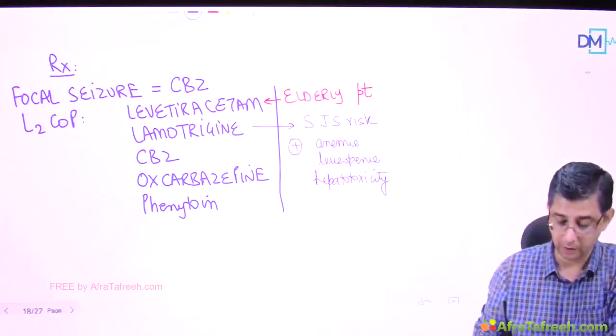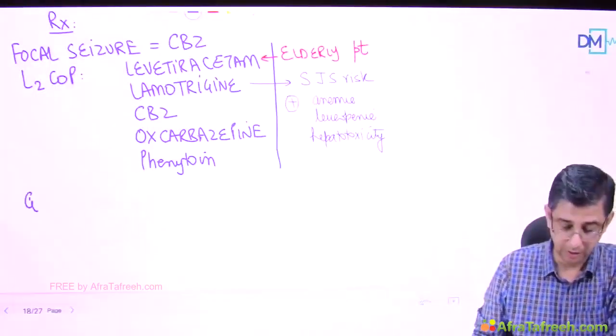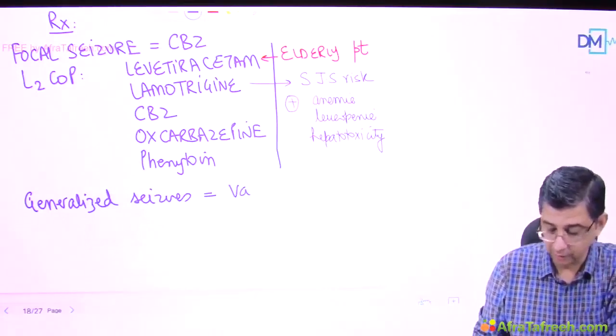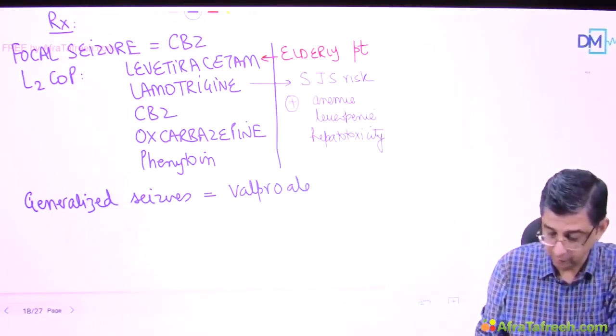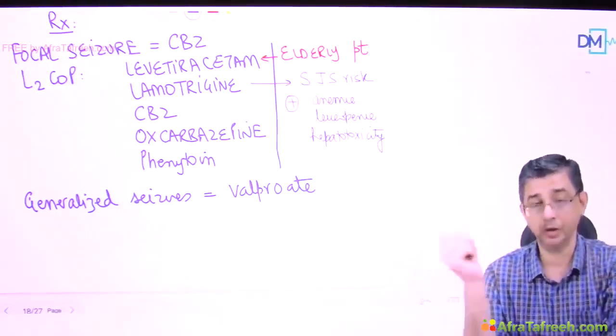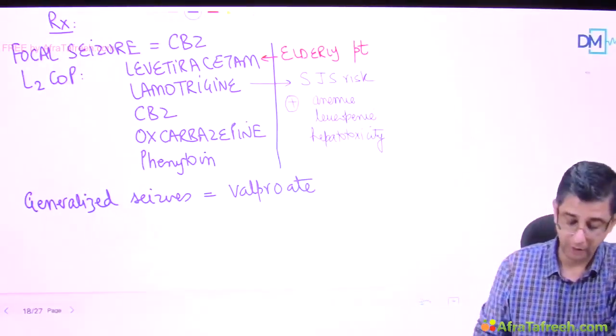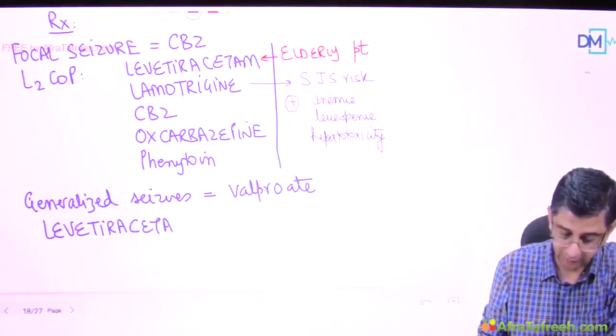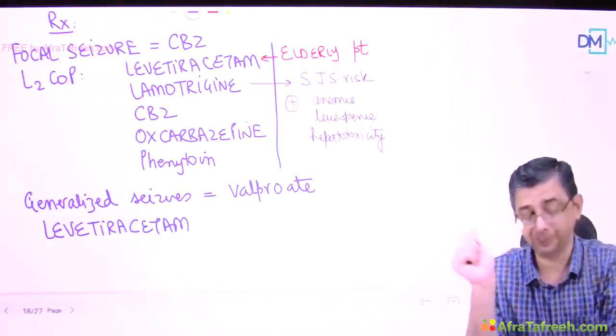Let us now take up the case of generalized seizures, GTCS. The first line drug to be used for these patients is sodium valproate. However, in female patients, it can cause problems because this is a highly teratogenic molecule. So he has now mentioned that for generalized seizures in a female of reproductive age group, one should not start with valproate but should start with levetiracetam.